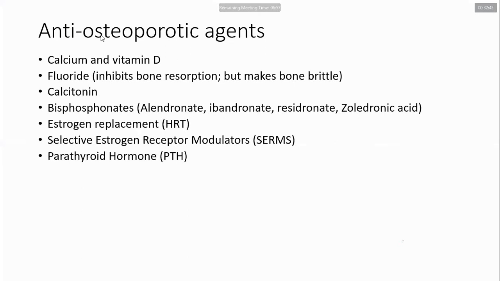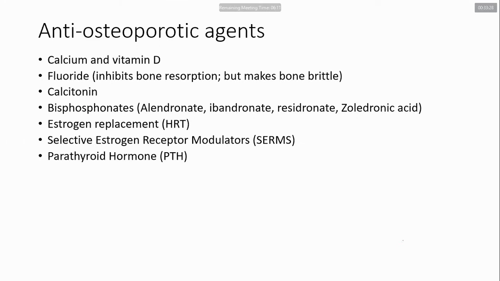It is worthwhile to note these anti-osteoporotic agents. The first simple one would be calcium and vitamin D supplementation, which is mandatory for every postmenopausal lady and every elderly person with fracture risk or any past history of fracture. Fluoride acts by inhibiting bone resorption, but you don't want to give it excessively because of associated toxicities. Fluoride is not routinely used as an anti-osteoporotic agent, but bear in mind that it is one.